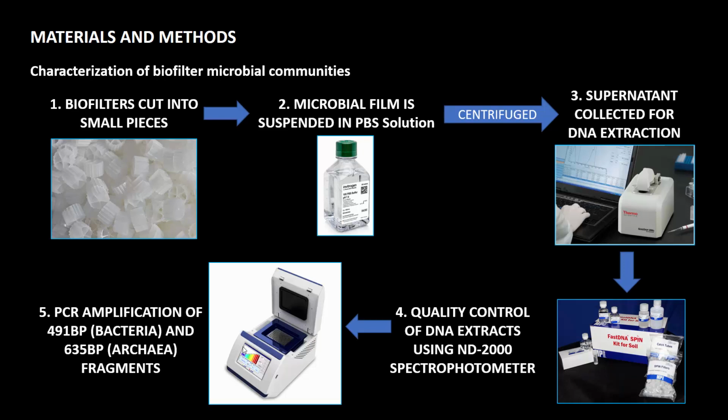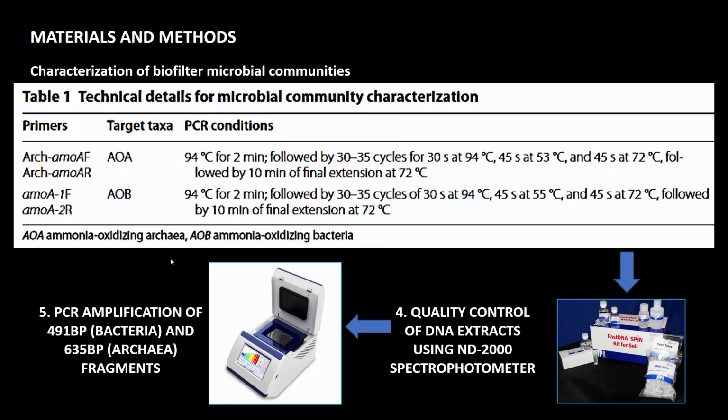Then your DNA samples were amplified, cloned, and sequenced using your PCR machine. These are the amplification conditions for your PCR and the primers that were used. So it's the 491 base pair fragments for your bacterial amoA genes and the 635 base pair fragments for your archaeal genes that were amplified by PCR.